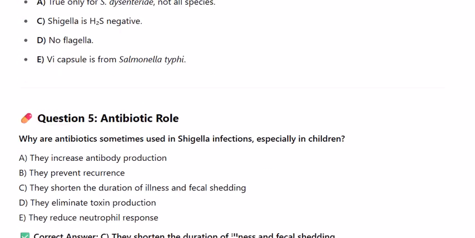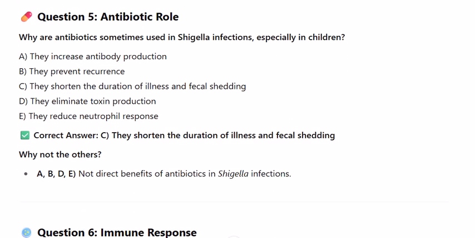Question 5. Antibiotic role. Why are antibiotics sometimes used in Shigella infections, especially in children? A. They increase antibody production. B. They prevent recurrence. C. They shorten the duration of illness and fecal shedding. D. They eliminate toxin production. E. They reduce neutrophil response. Correct answer C. They shorten the duration of illness and fecal shedding.